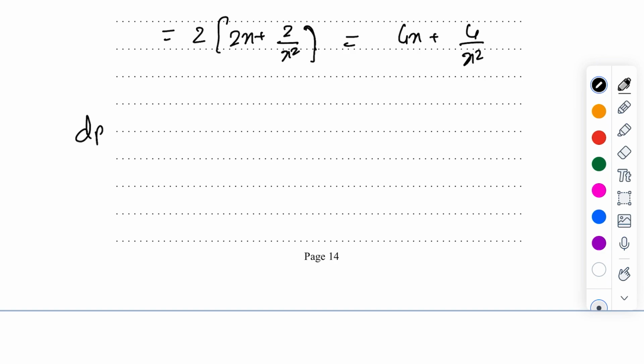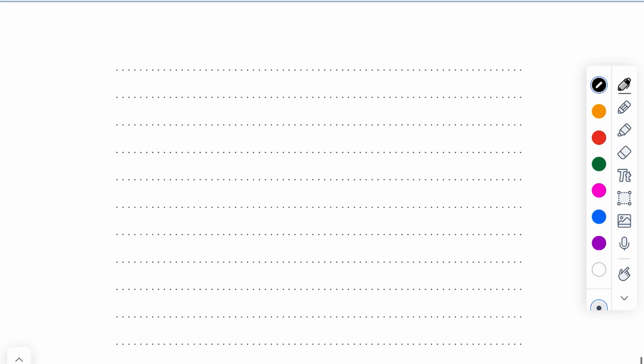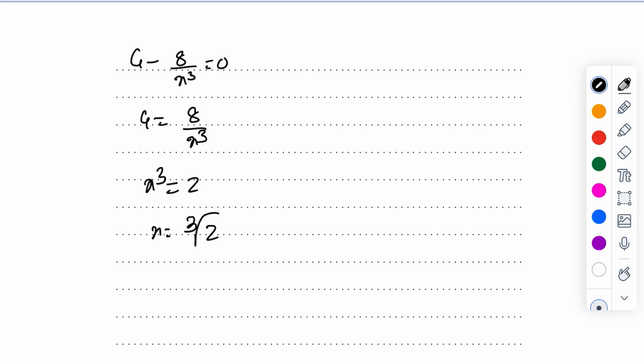So dP upon dx is 4 minus 8 x to the power of minus 3. This should equal 0. So 4 minus 8 upon x cube equals 0. 4 equals 8 upon x cube, x cube equals 2, x equals cube root of 2. Find the second derivative d square P upon dx square, which is 24 upon x to the power 4.